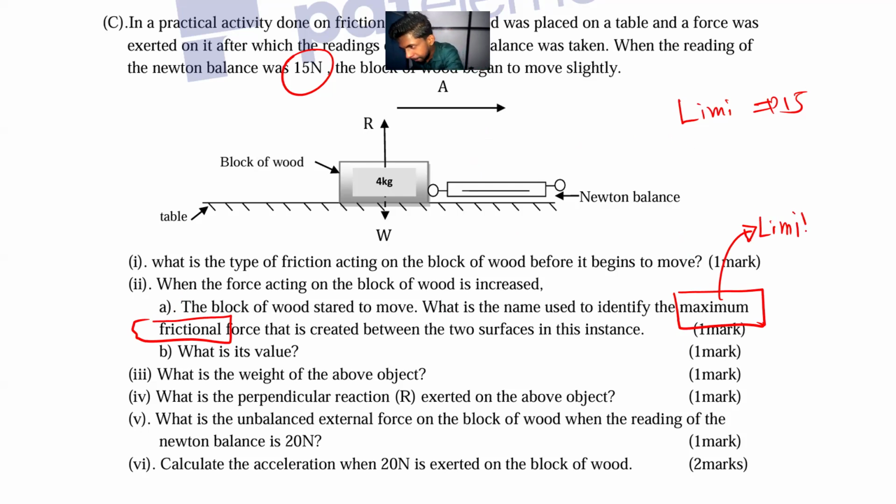That is limiting. You may ask, how can you say that the maximum frictional force is limiting? I don't have time to explain that in today's class, okay? Because this is a paper class. So just keep it in your mind: maximum frictional force means limiting. No issues keeping that in mind. So that will be limiting frictional force. Now they are asking what is the value of the limiting? You know already we have found that the limiting frictional force is 15 Newton.